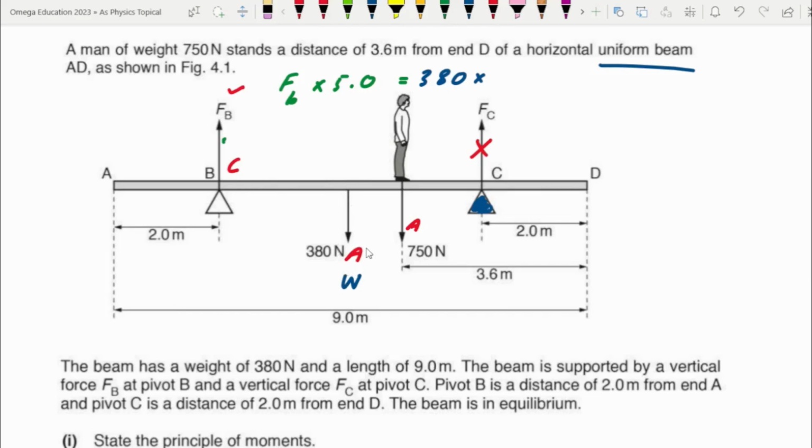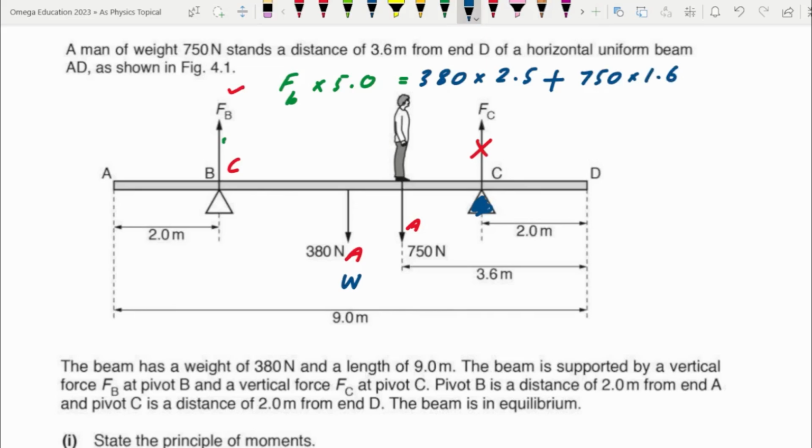So on the right side we have 4.5, and we need to find this distance only. So we can subtract 2.0 from 4.5, and we'll be left with the distance of the 380 force from the pivot. So we'll be having 2.5, plus the third force, sorry, 750 times, what is the perpendicular distance of that force from the pivot? 3.6 minus 2, so you'll be left with 1.6.